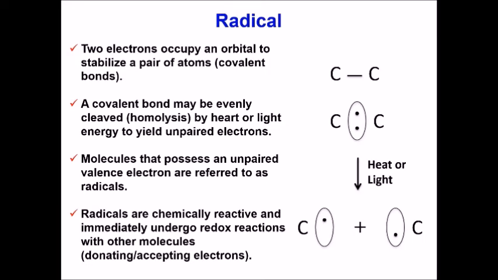Here I show you what is radical. Consider here a C-C covalent bond. In the covalent bond, 2 electrons occupy an orbital to stabilize a pair of atoms C and C. When we apply heat or light energy to the electrons, then the covalent bond may be evenly cleaved to yield unpaired electrons. Molecules that have an unpaired valence electron are referred to as radicals. Such an atom with a radical is chemically quite reactive and immediately undergo redox reactions with other molecules. This is radical.